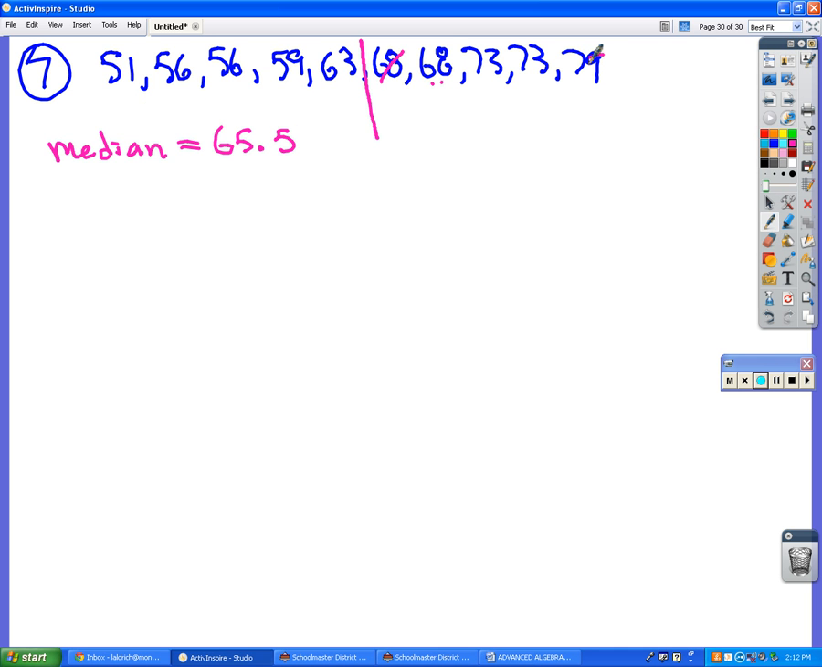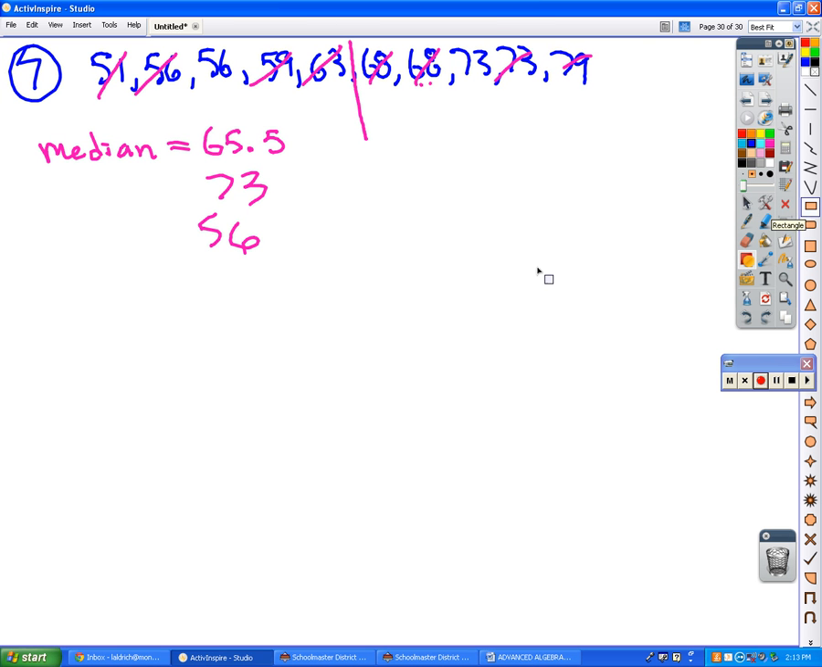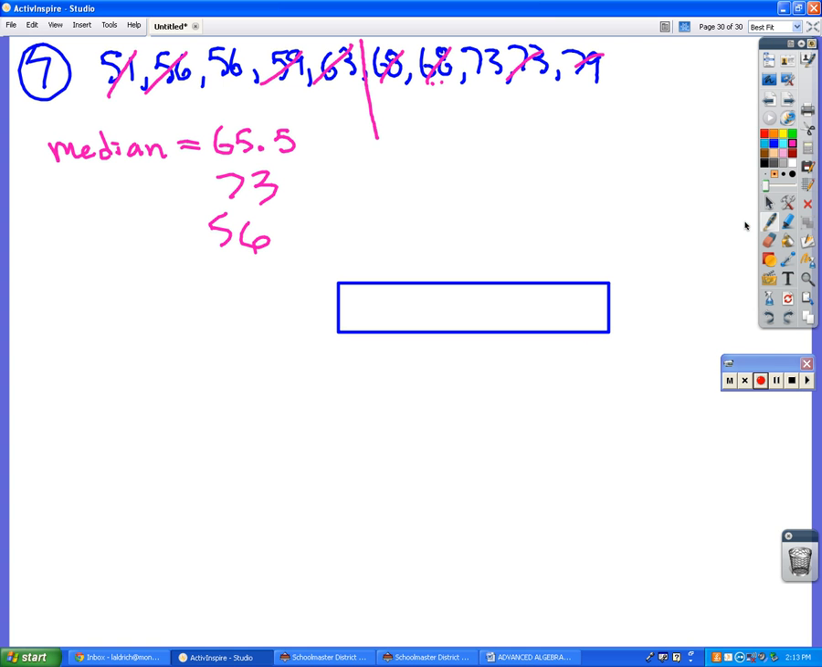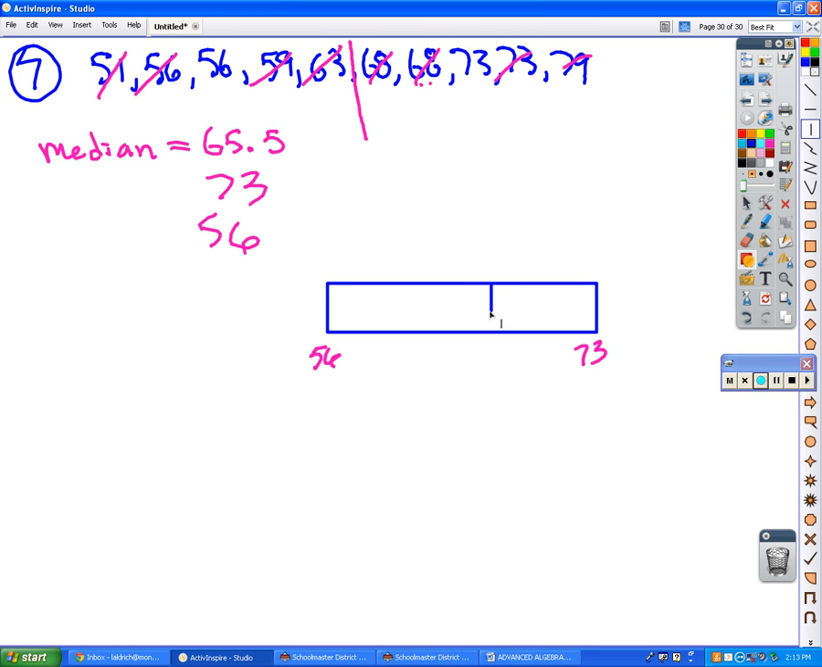So if I cross those out from there, then one of my other numbers is 73. And then if I find the middle of these numbers here, my other one is 56. And so those numbers tell me how to make my box for the box and whisker plot. Do we have to find the mode? Nope, don't need to find the mode. So this is 56, this is 73, and 65, is that right in the middle, or closer? That's a little closer to this side? Not much, so I'm going to move it just a little bit over to there.